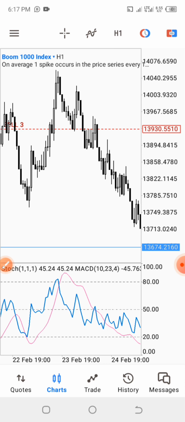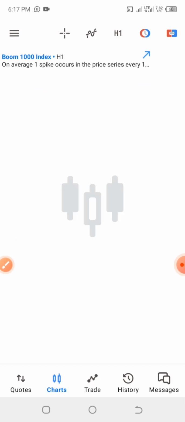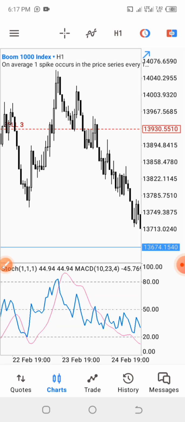Now the first thing you want to look out for right here is that all you have to do is look into your indicator window 1. That is what you will be looking at. No matter how the market moves, you just need to be looking at your indicator window 1.